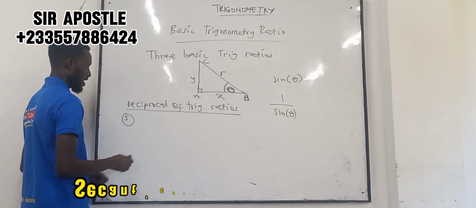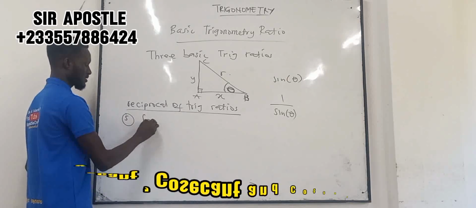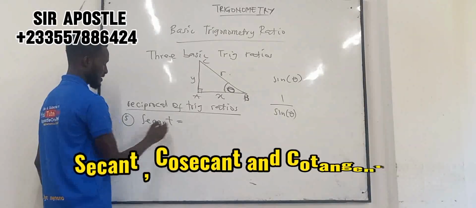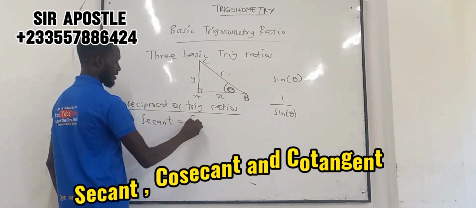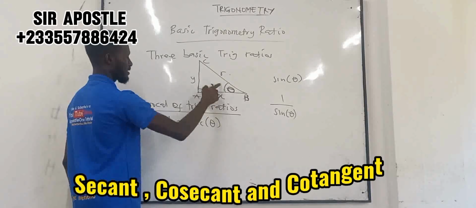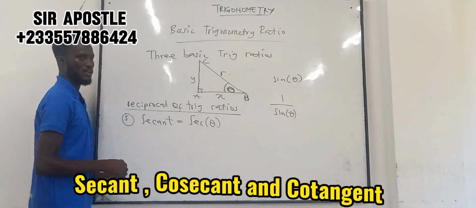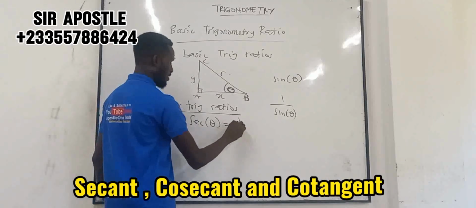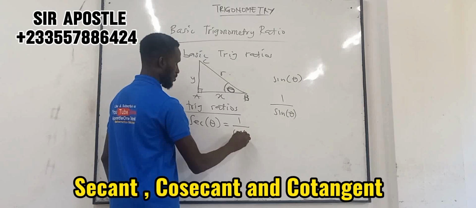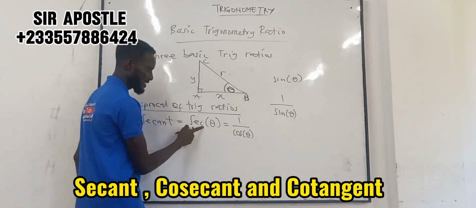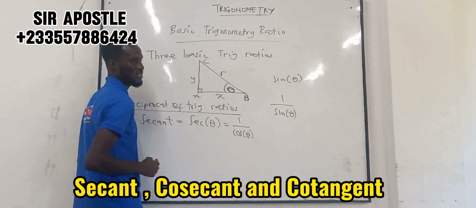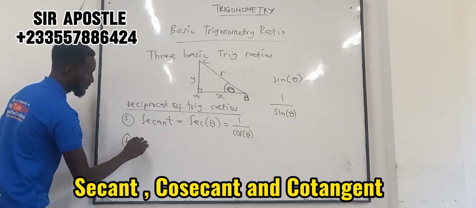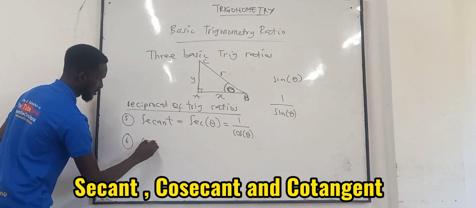We have another one called the secant. The short form for the secant is sec. So sec of any angle theta is the same as 1 over the cosine. So sec theta is equal to the reciprocal of cos theta. Then the next one is cosecant.